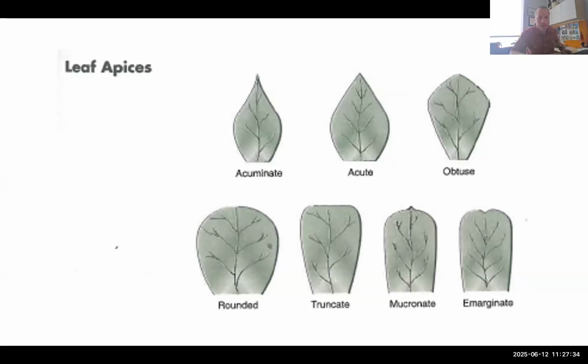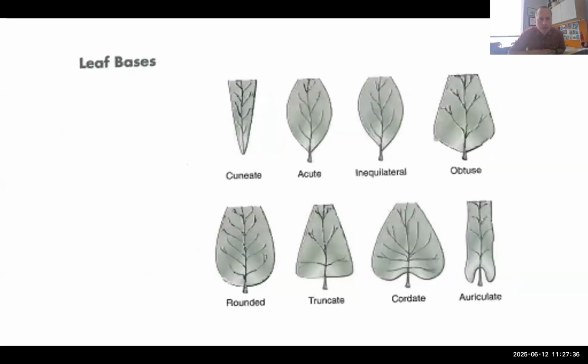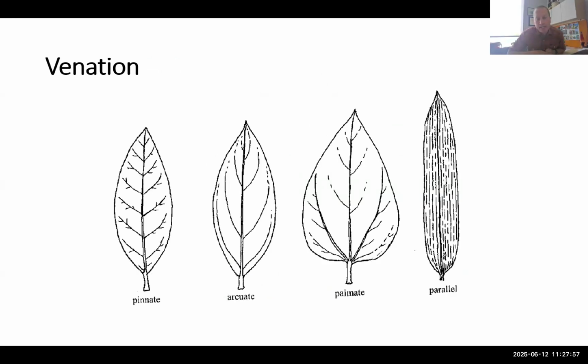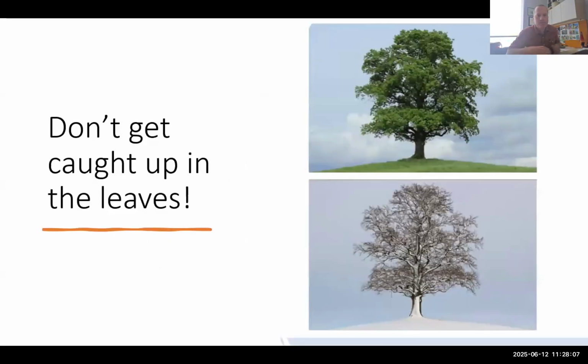You can see different words there. Leaf bases, again, more words. And then leaf shapes, more usually foreign words. So we have this almost scientific jargon, and it can be tough for students right out of the gate. And then we have different types of venation. So you have pinnate, arcuate, palmate, parallel. So grasses, for example, grass blades have parallel venation.